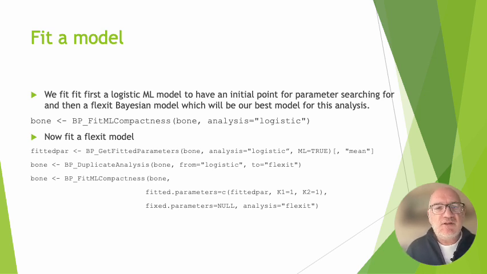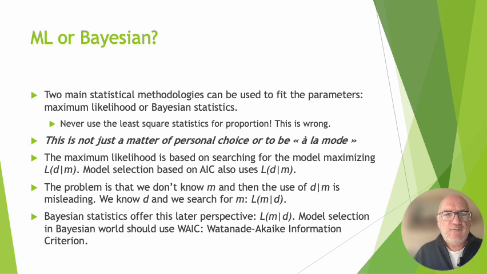And we must stop a little bit to discuss what maximum likelihood is. There are two main statistical methodologies that can be used to fit the parameters. This is maximum likelihood or Bayesian statistics. We can say there is another one, least square statistics for proportion. It is wrong, it is biased. Never use least square statistics. It is not proposed in the software anyway.